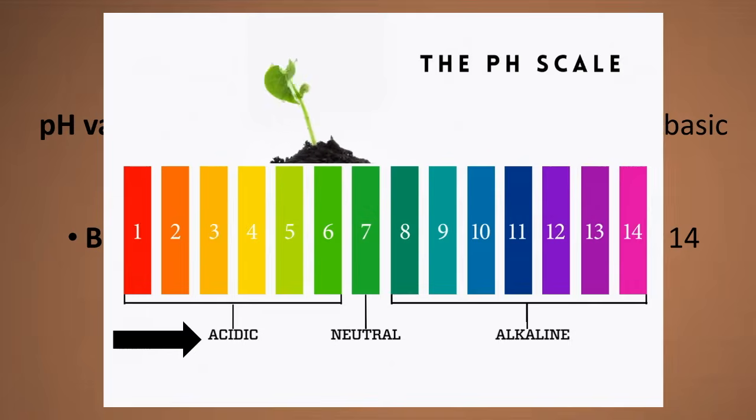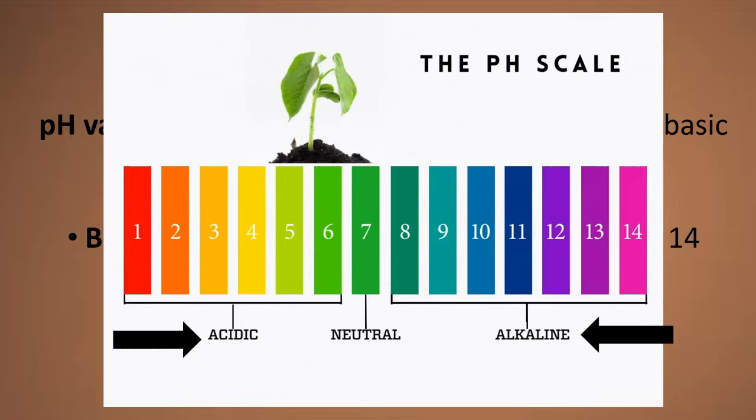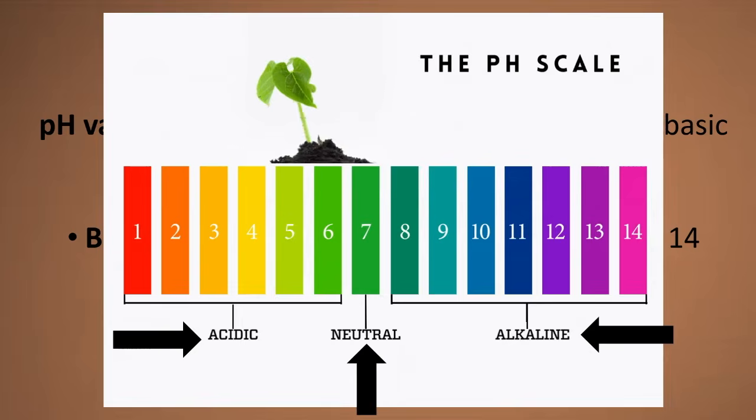So in order to determine the pH value, we use the pH scale. As you can see here, acidic substances or acids will have a pH value that ranges from 1 to 6. Alkalis or bases will have a pH value that ranges from 8 to 14. And neutral substances will have a pH value of 7, and that can all be determined by using the pH scale.